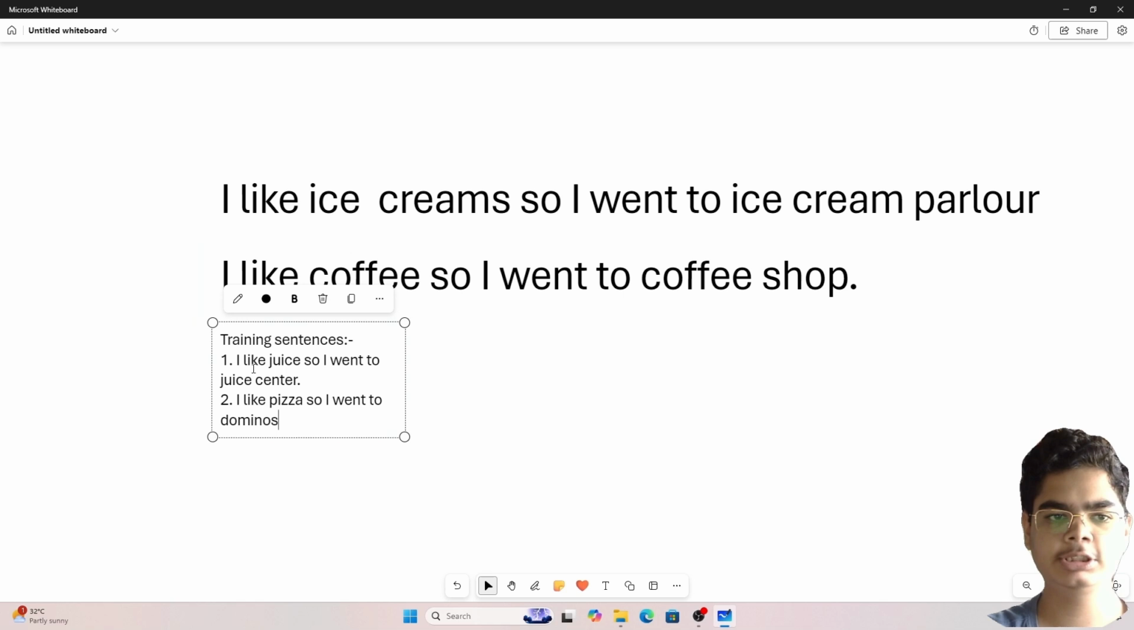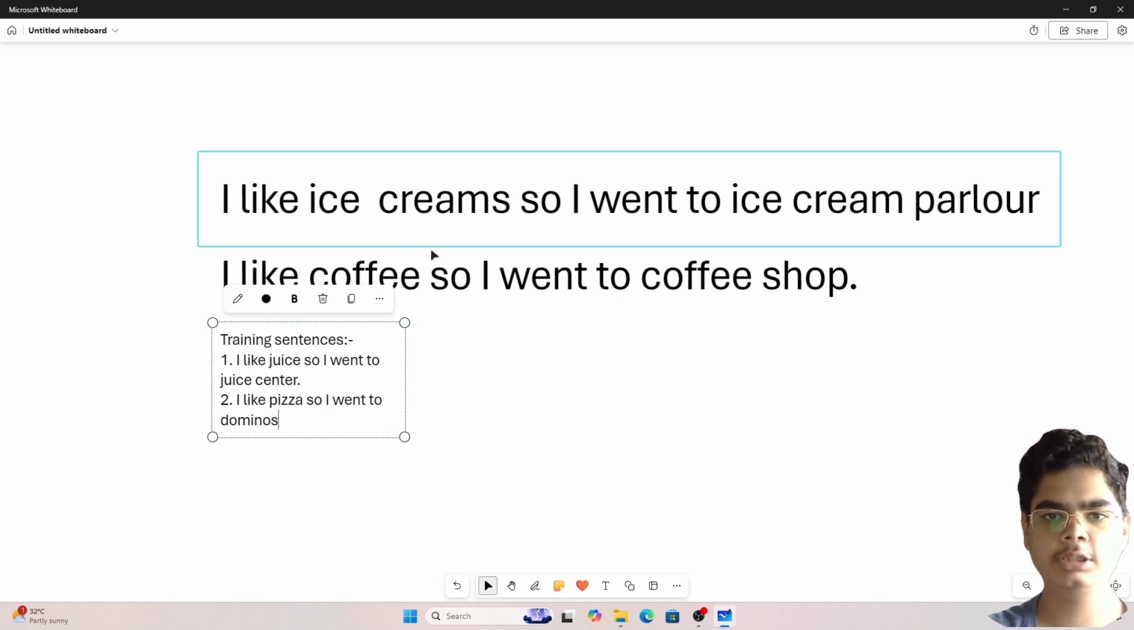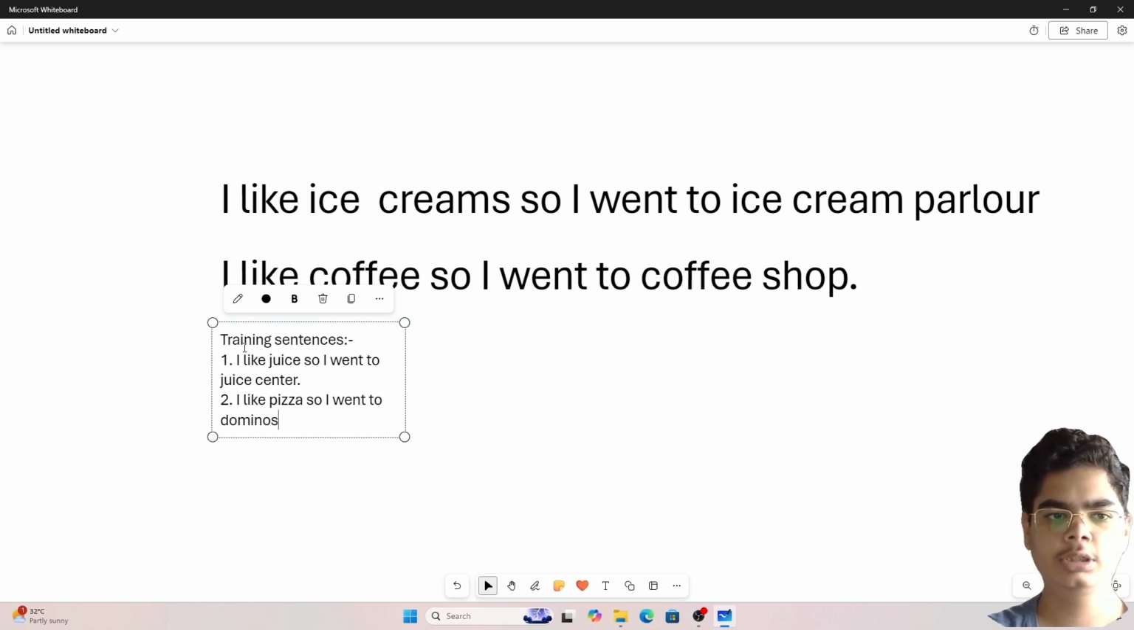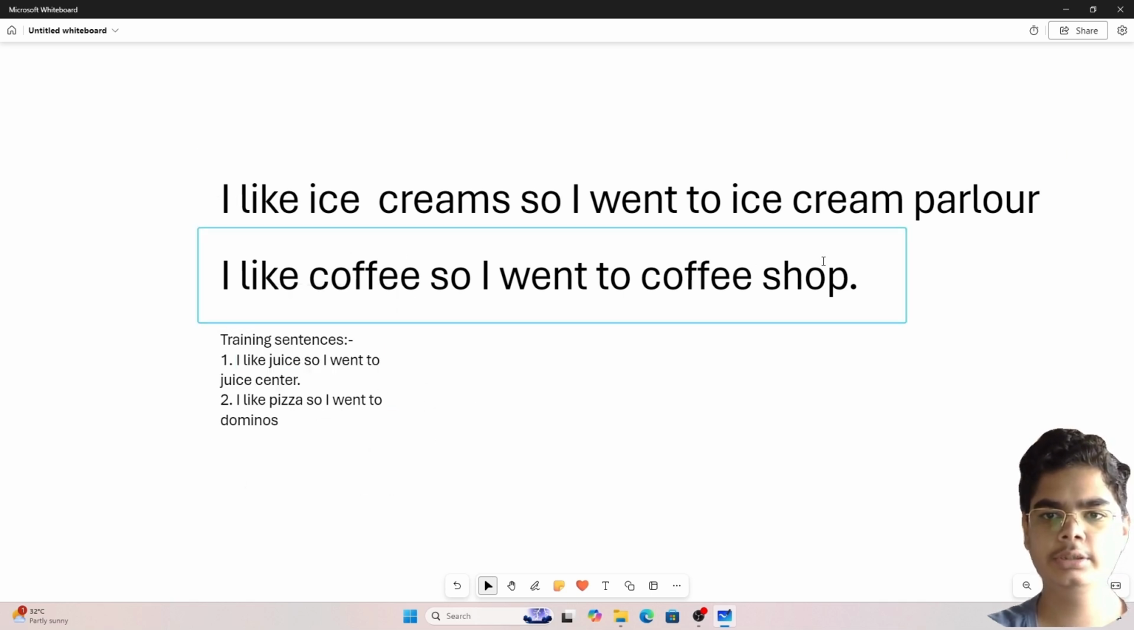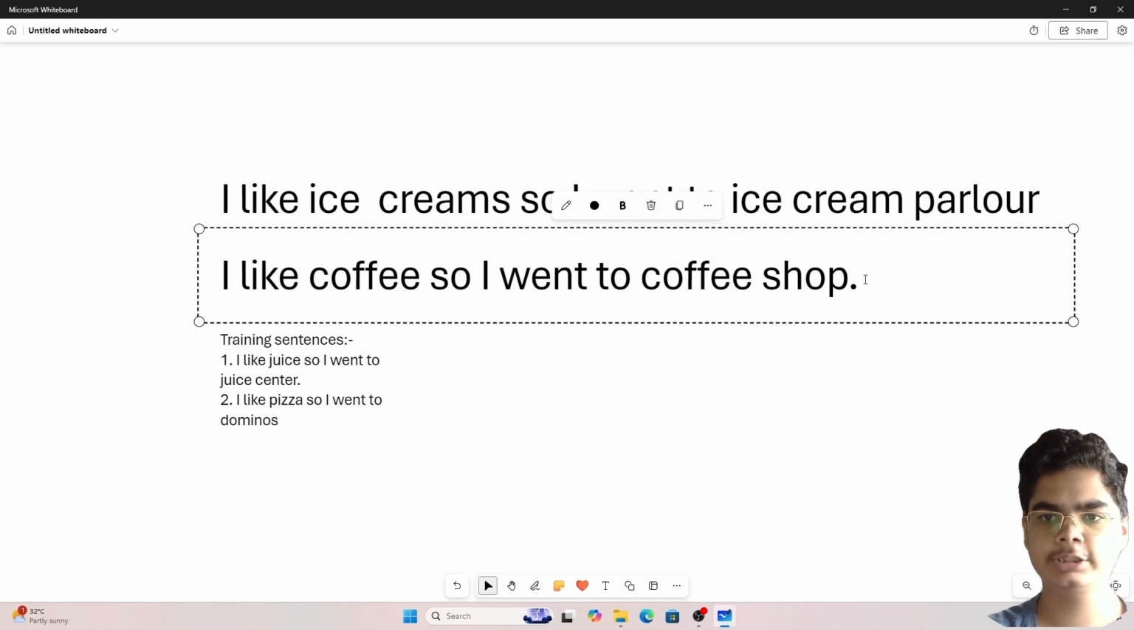As you can see, these sentences are almost similar to each other, and let us suppose that these are the two sentences that we have used to train the model. So: I like juice, so I went to juice center, and I like pizza, so I went to Domino's. Once our model is trained, we have to predict something in these two sentences.